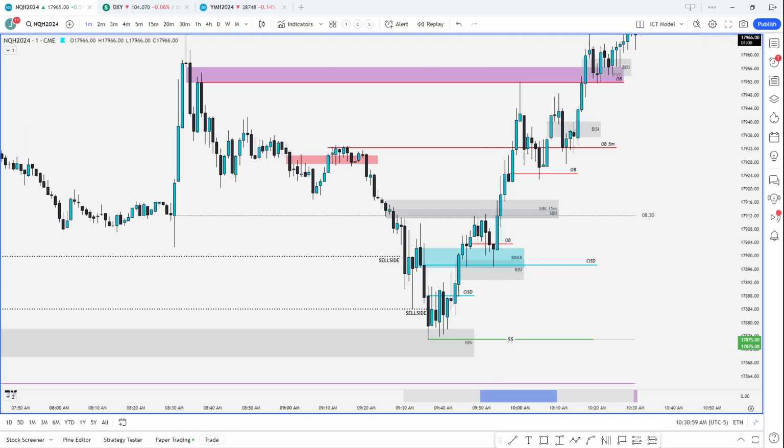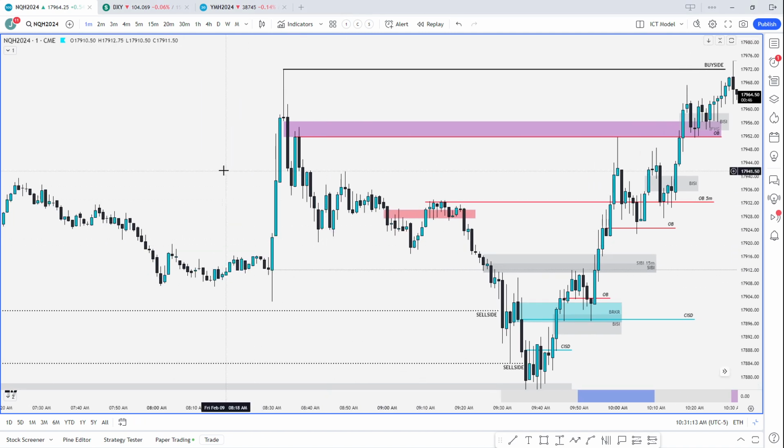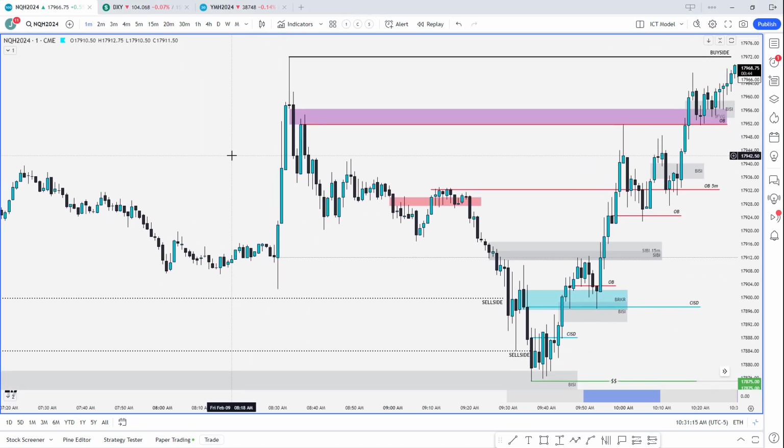So, purge and revert. Looking for CISD and a breaker. That's my three kind of preference. Obviously, you're not going to get the breaker all the time, so it's kind of in that order. Purge, invert, CISD, and the breaker. CISD can also be an inversion gap at the bottom.